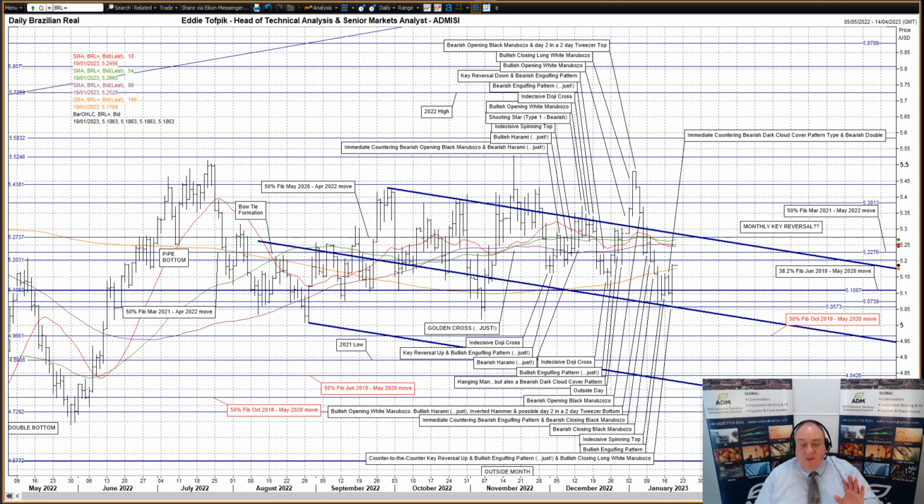Yet over all this, perhaps the most interesting recent action had been what had already happened by Thursday of last week. And that was the setting up for a monthly key reversal for January. Already were set up.